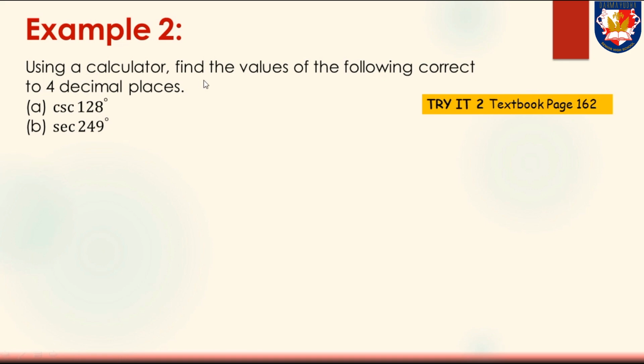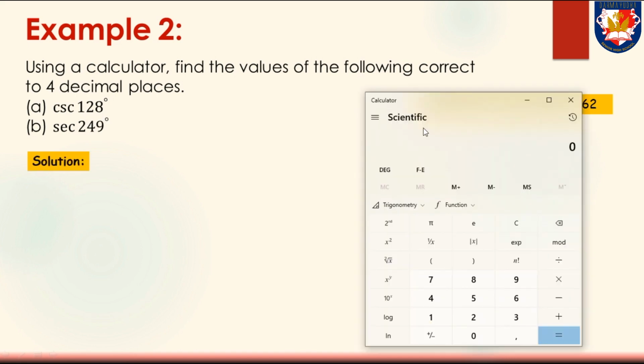Using a calculator, find the values of the following correct to 4 decimal places. A. Cosecant 128 degrees and B. Secant 249 degrees. Part A. Firstly, you have to make sure that your calculator is in scientific mode. Make sure that your calculator is set in DEG mode. DEG stands for degree. We input 128 and use the cosecant function in the trigonometry button. So it will be 1.2690.